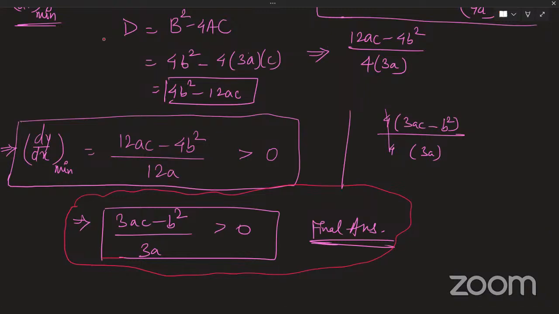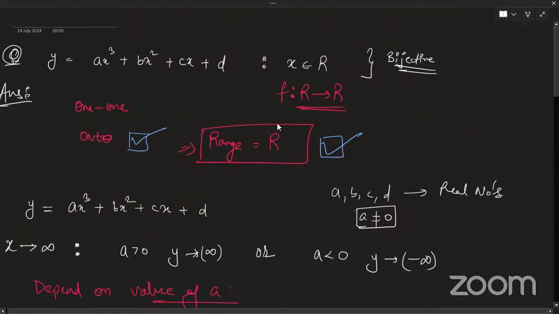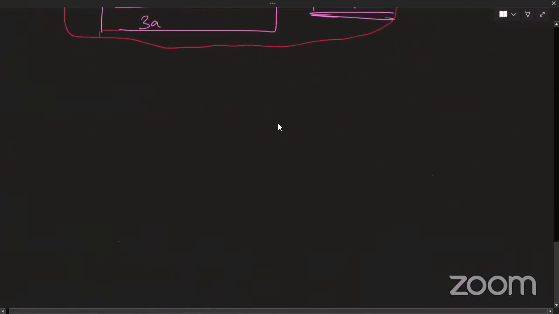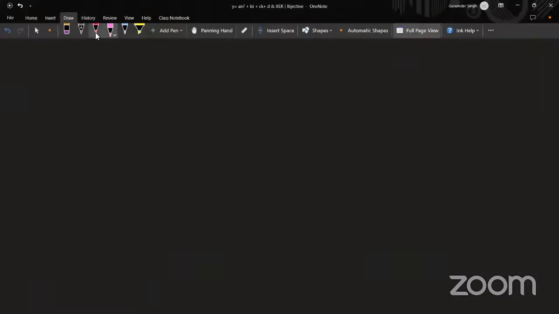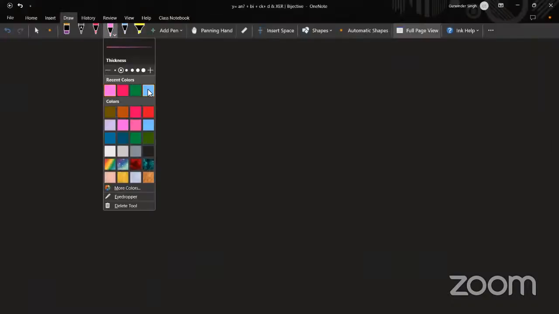Any doubts? Any doubts in this question? Or should we move ahead? Okay, great. So yesterday we were discussing something related to inverse functions, right?